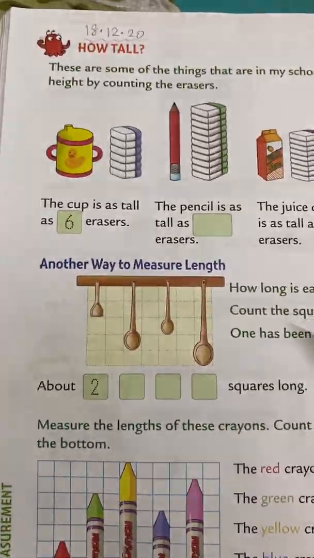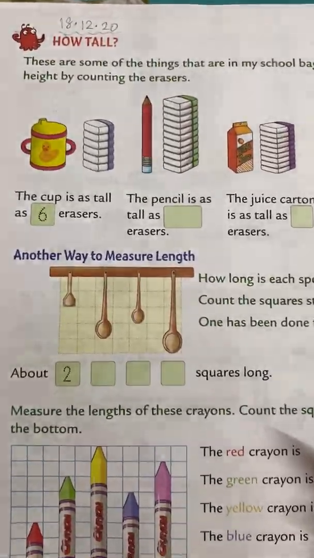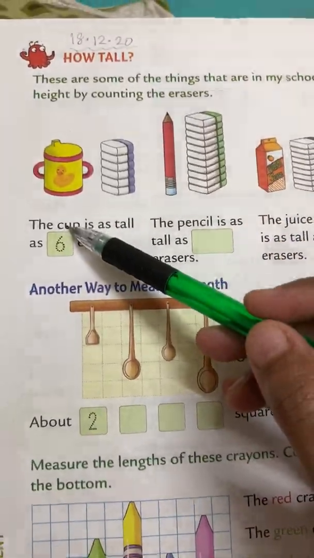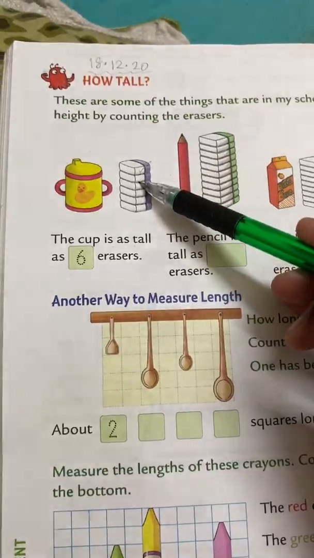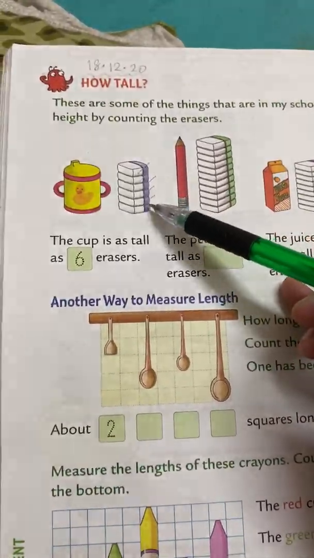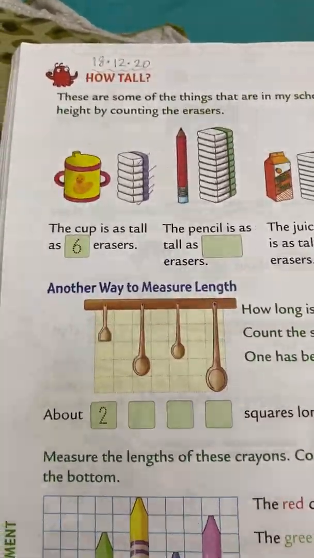Now, let us quickly count and see what we are going to measure and how we are going to go about it. Now, this is a baby cup. The cup is as tall as 6 erasers. 1, 2, always cut and count or put a tick. 3, 4, 5, 6. Get into the practice of doing this as I am teaching you.